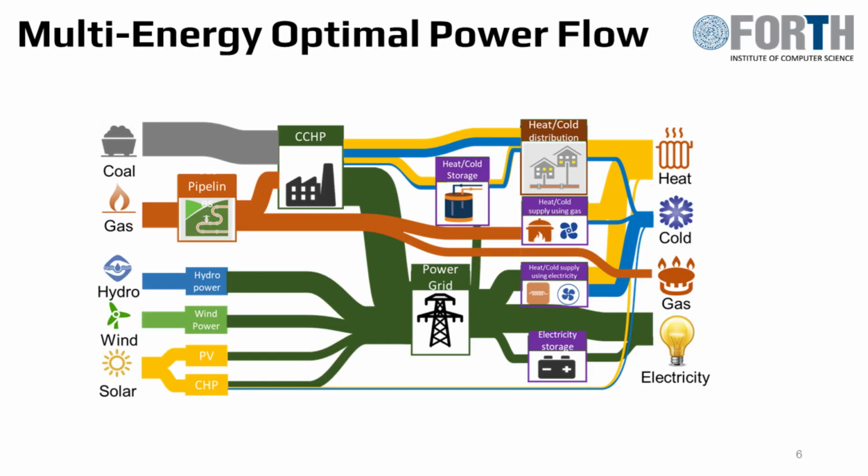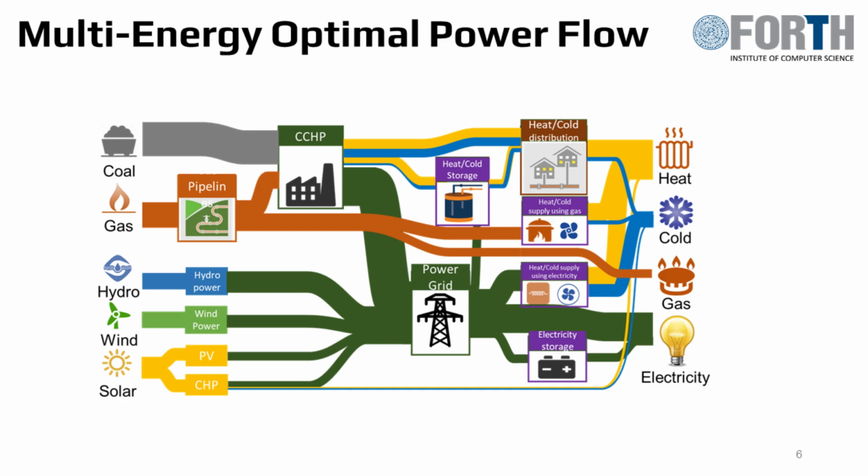Now, let's revisit the multi-energy optimal power flow system we had analyzed in a previous lecture. At the center, we see the power grid. It acts as the main electricity backbone, connecting multiple generation technologies and multiple types of demand. Electricity can be produced from hydropower, wind power, photovoltaic generation, and combined heat and power units. These sources feed into the grid and supply electrical loads, which are represented on the right-hand side.